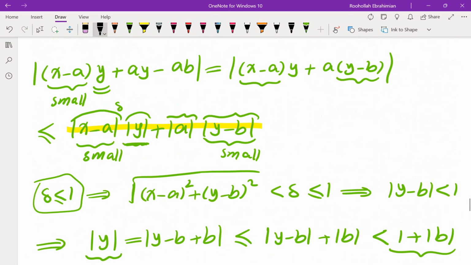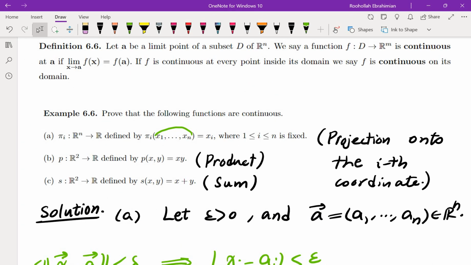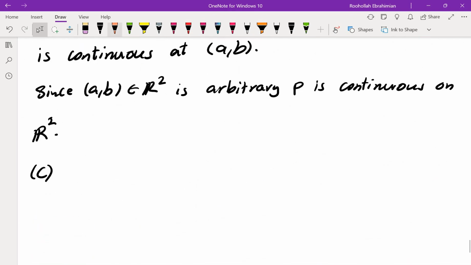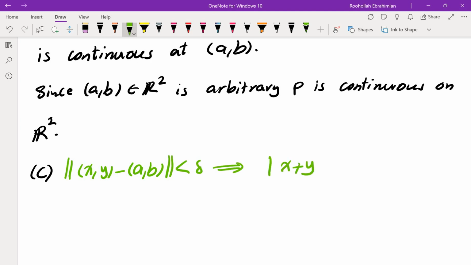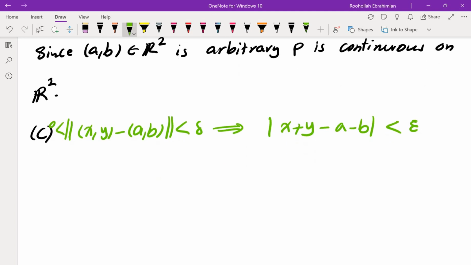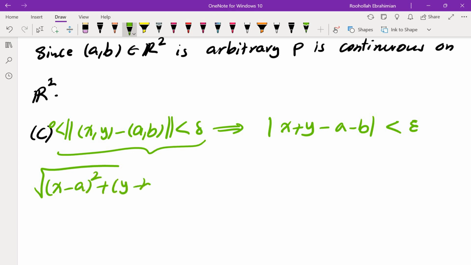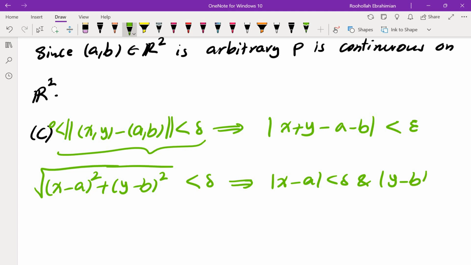Now let's look at part C. We are trying to prove that addition is also a continuous function. So let's see what we're trying to do. The objective is to show that if the distance between (x, y) and (a, b) is less than delta, then the distance between x plus y, and of course positive, minus (a plus b) is less than epsilon. So this is what we're trying to do. From here, we get the square root of (x minus a) squared plus (y minus b) squared less than delta, from which we get the absolute value of x minus a is less than delta and the absolute value of y minus b is less than delta.